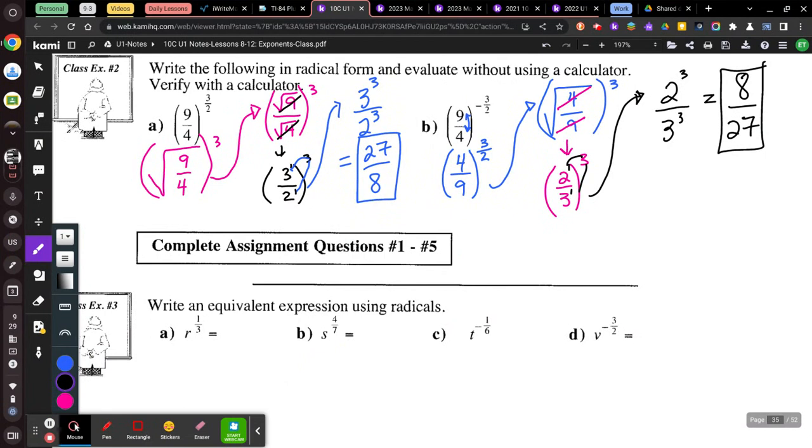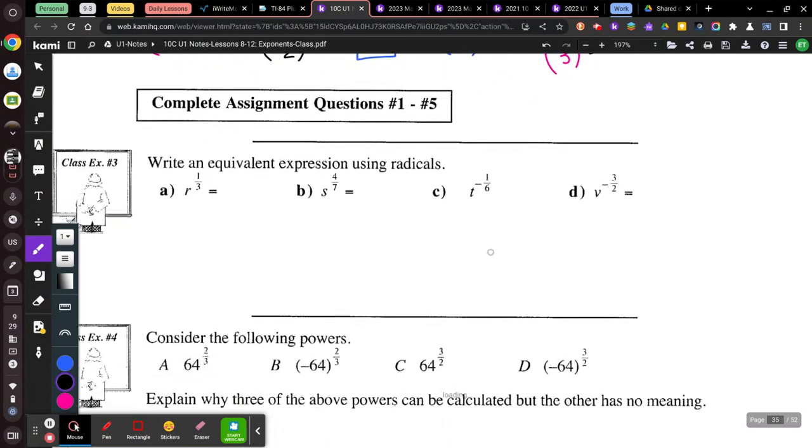I kind of barely understood how to do the previous stuff. All right, it takes time to practice.